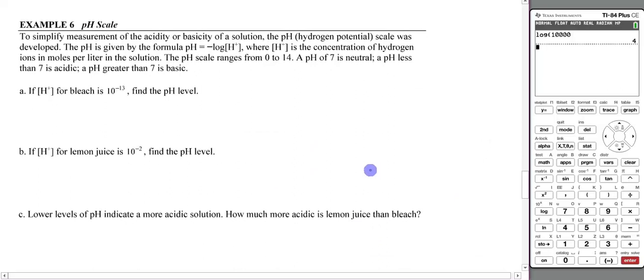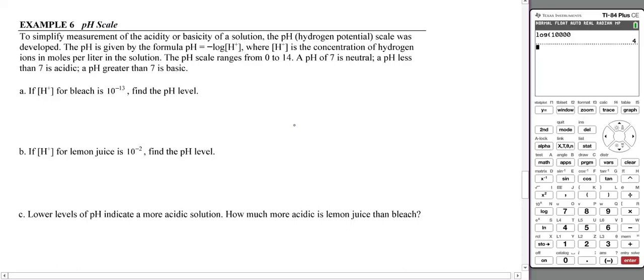In example 6, we have an application of the pH scale. To simplify measurement of the acidity or basicity of a solution, the pH, which is the hydrogen potential, scale was developed. The pH is given by the formula pH equals negative log of H plus, where H plus is the concentration of hydrogen ions in moles per liter in the solution.